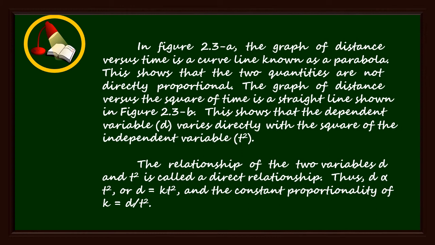The relationship of the two variables d and t squared is called a direct square relationship. Thus, d is directly proportional to t squared, or d equals kt squared, and the constant of proportionality k equals d over t squared.